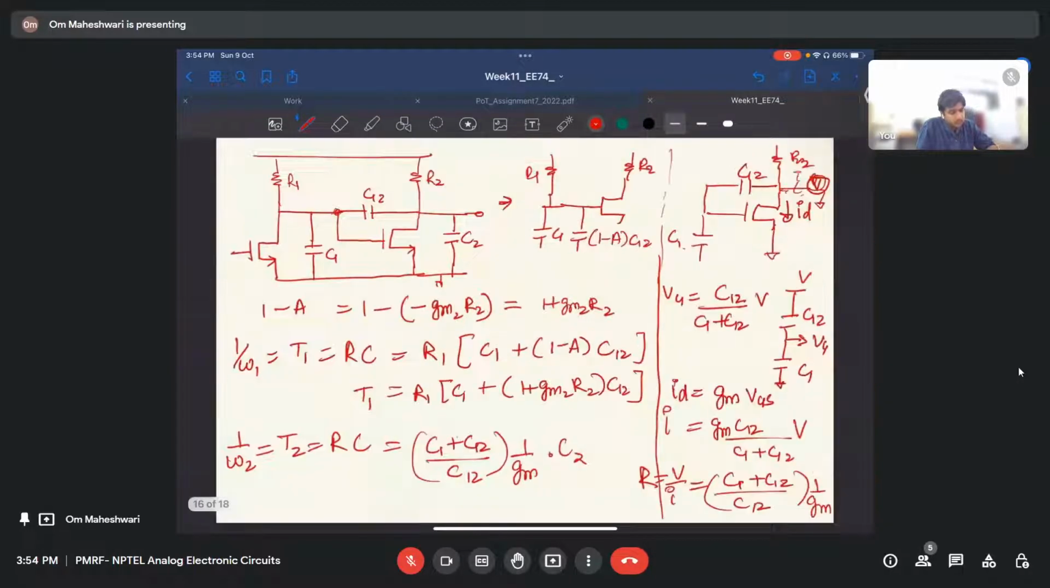So this is the last question. Is this clear? It's a similar analysis as the previous question, just we have made some approximations to find T1 and T2 this time.